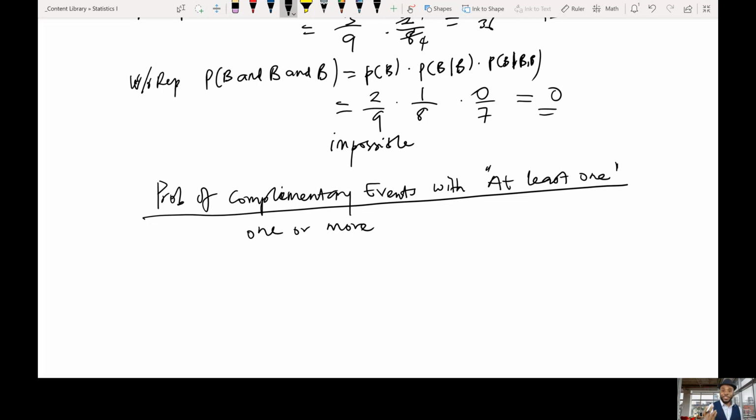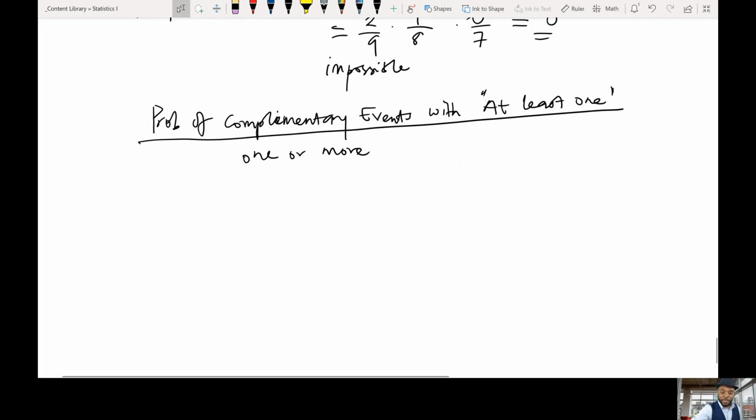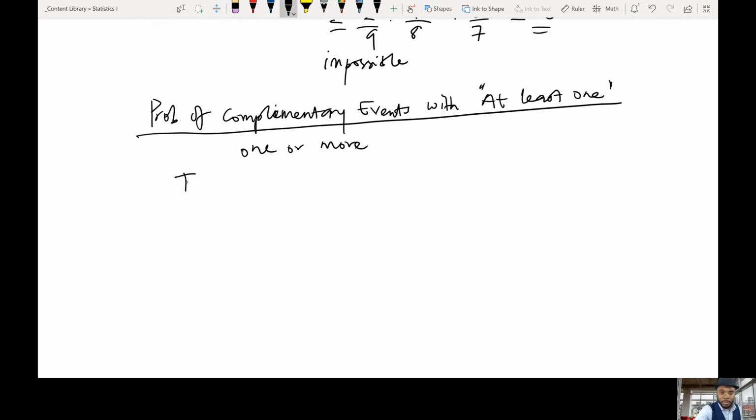So the complement will be what? 0. That is none. So one or more means the probability of getting 1, the probability of getting 2, the probability of getting 3, 4, 5, 6. When you add all of that, that's very complex. Whereas finding the complement is much easier because we're just finding the probability of 0. And when we know that, we subtract it from 1, which is the complementary rule, and we get the probability of 1 or more. You can see?